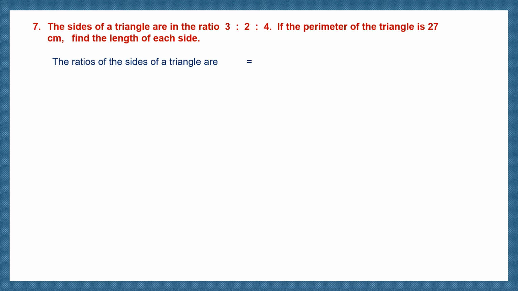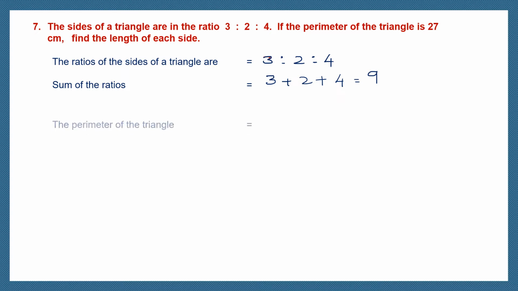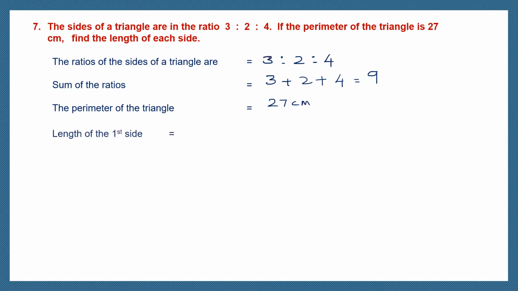So first let's write down the ratios of the sides of the triangle. 3:2:4. This is the ratio. Now we find the sum of the ratios, that is 3 plus 2 plus 4. 3 plus 2 is 5. 5 plus 4 is 9. Then the perimeter of the triangle given to us is 27 centimeters. Now let's start finding out the lengths of the different sides.